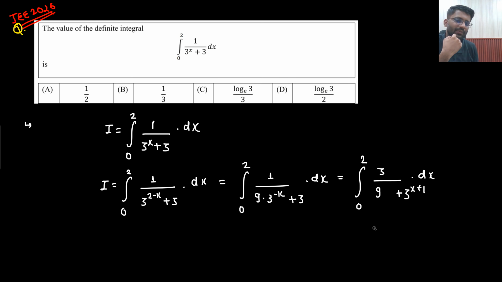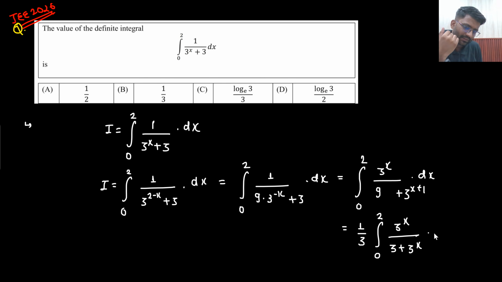Is that clear to you? Did you understand what I did here? This is 9 by 3 to the power x. So in the numerator and denominator I multiply with 3 to the power x. So upper side 3 to the power x would come, and here it would become 9, which is 3 to the power x plus 1. So what I am thinking is that I can take 3 outside. So this will become 1 by 3, from 0 to 2, of 3 to the power x upon 3 plus 3 to the power x dx. Did you understand what I did here?